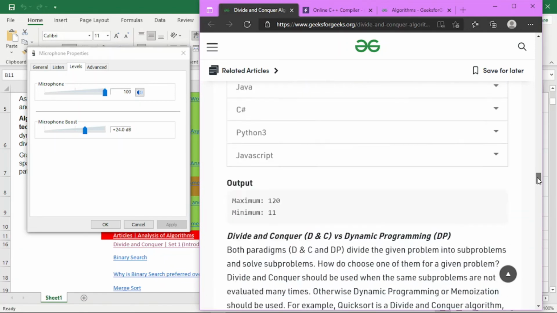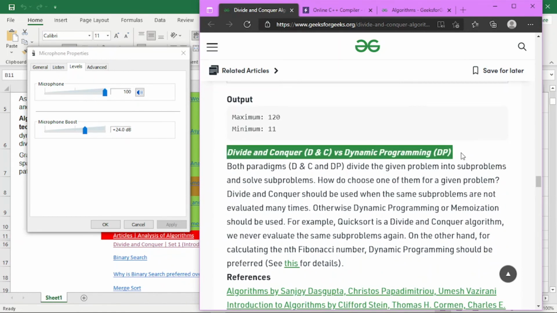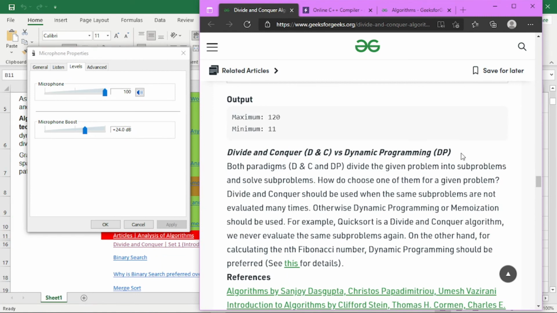Okay, so when do we need to use divide and conquer or dynamic programming? See, in dynamic programming we also solve sub problems, but the sub problems solved there are repeated multiple times. But in divide and conquer the sub problems are not repeated, as I told you in the beginning. For example, quicksort is a divide and conquer algorithm because we never evaluate the same subproblems again.